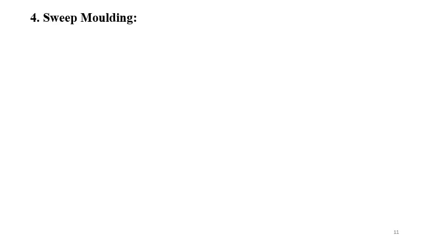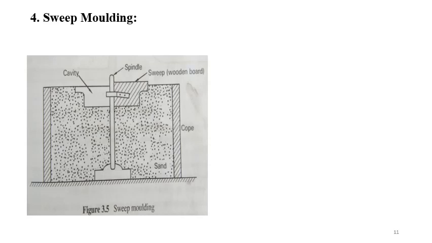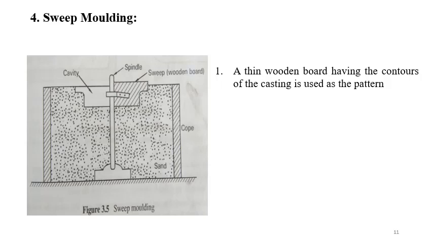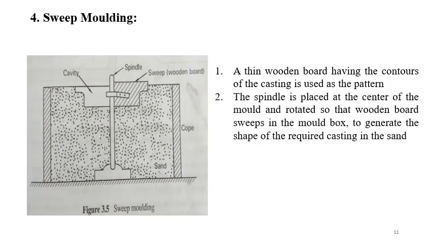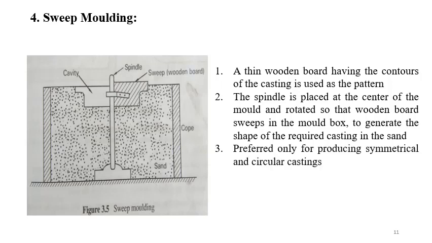And the fourth one is sweep molding. We can see the drag box, wooden board and spindle. The wooden board rotates 360 degrees inside. A thin wooden board having the contour of the casting is used as a pattern. The spindle is placed at the center of the mold and rotated so that the wooden board sweeps in the mold box to generate the shape of the required casting in the sand.